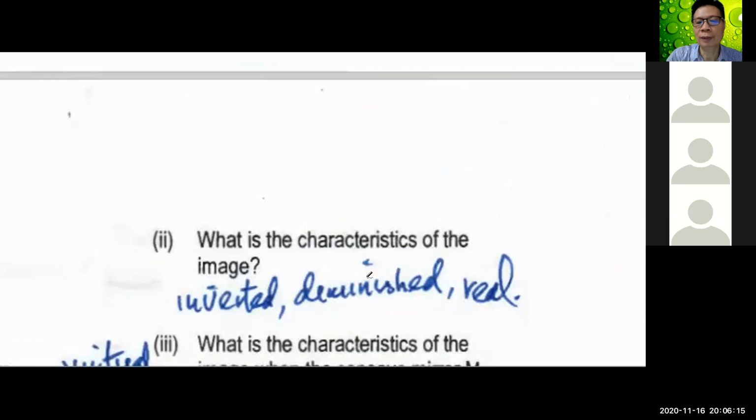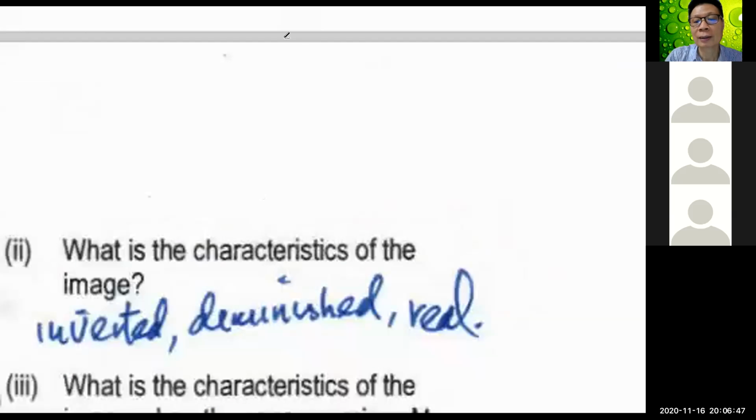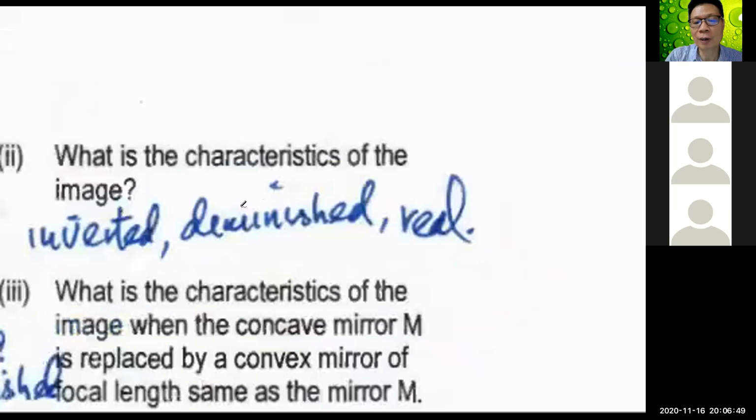And the last part of the question: what are the characteristics of the image if the concave mirror is replaced by a convex mirror? You should know the answer already. I told you many times. Convex mirror always produces the same characteristics. So what are the characteristics if you change to a convex mirror?